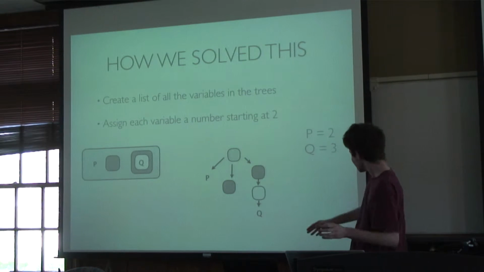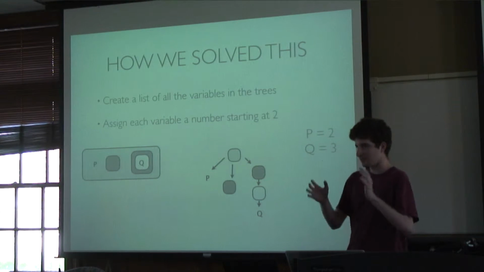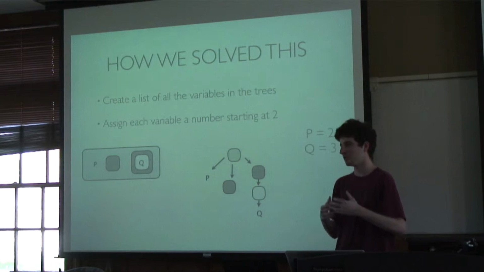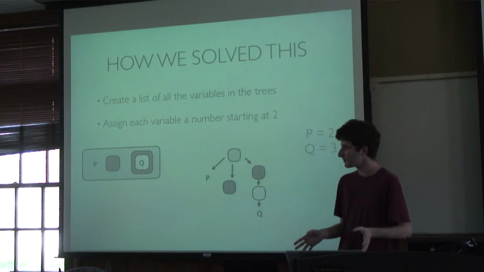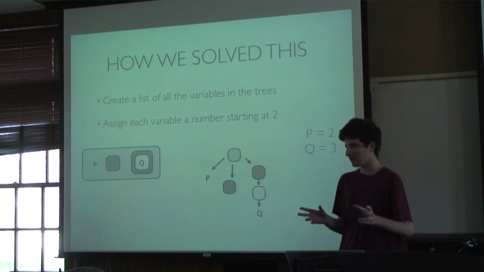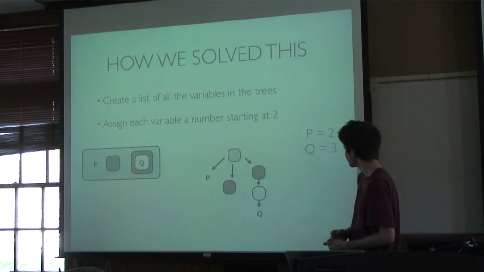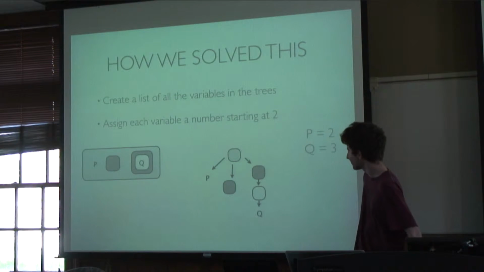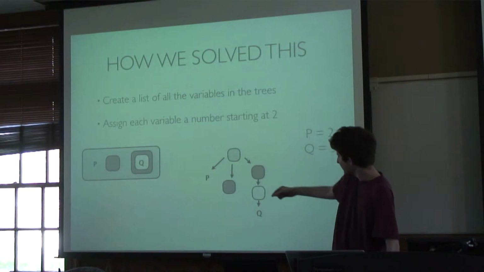So the first thing we do, and we're going to sort of go through it, is we go through all the trees and we just take a list of all the variables that are used. Obviously, we do some checks to make sure the same variables are used in each tree. But once we have that list of variables, we assign each variable a number starting from 2. So in our example, we're not going to actually compare two things, but that would be what the graph would look like to the user.